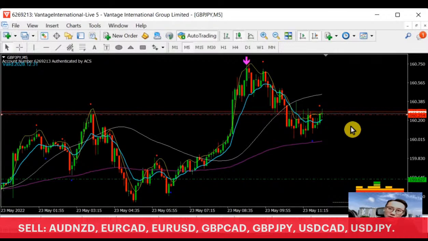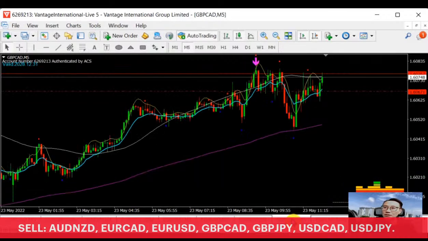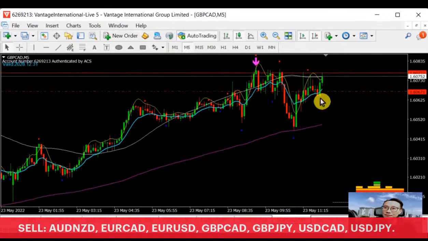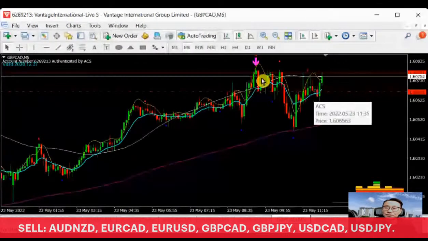Right now, the most potential one that I'll be looking at is still pound yen. Another one that you see, like I say, when it comes back.